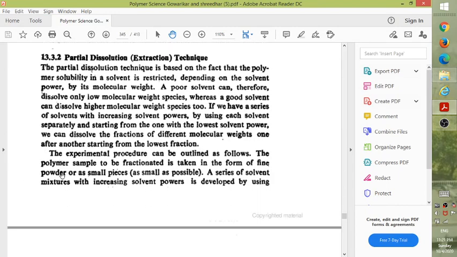Okay. Now, partial dissolution extraction technique. The partial dissolution technique is based on the fact that polymer solubility in a solvent is restricted, depending on the solvent power, by its molecular weight. So higher the molecular weight, lower the solubility; lower the molecular weight, higher the solubility. A poor solvent can therefore dissolve only low molecular weight species, whereas a good solvent can dissolve higher molecular weight species too. Because solubility in a solvent is restricted depending on the solvent power by its molecular weight.